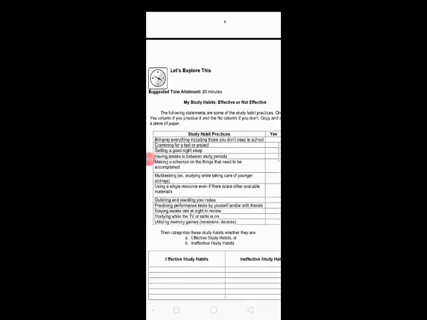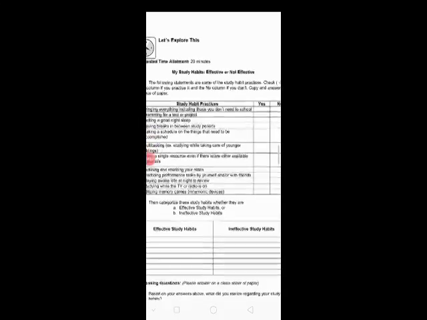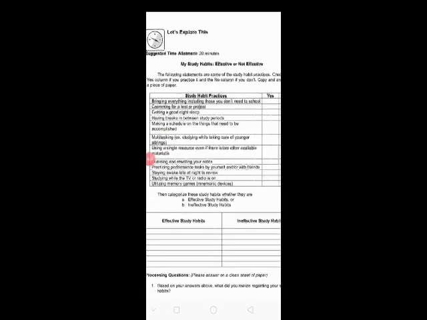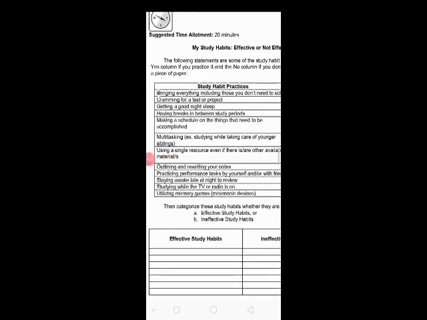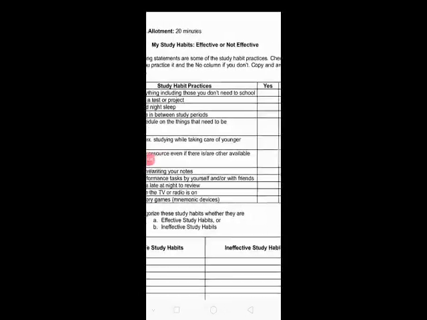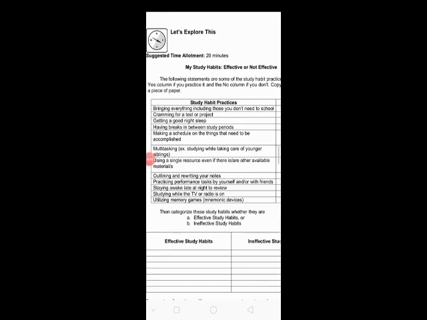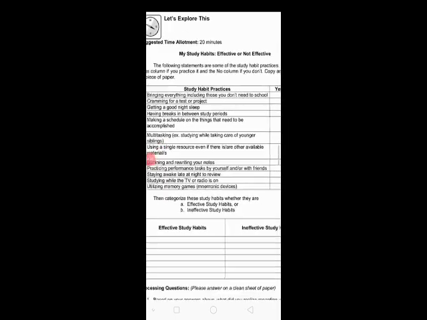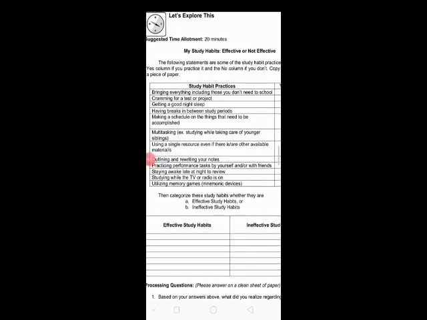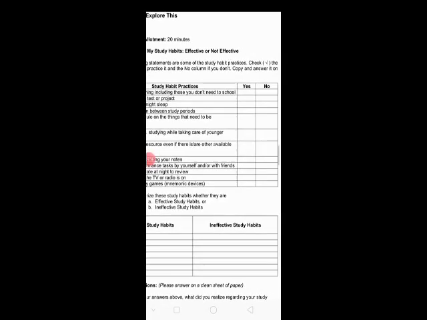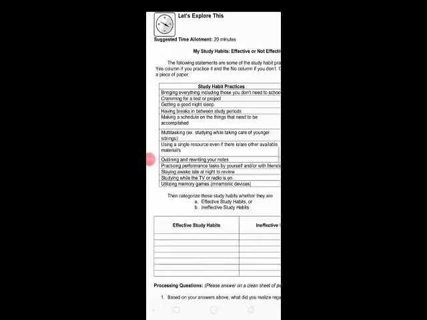Next, let's explore this: My Study Habits, Effective or Not Effective? We have statements here in the column, the study habit practices. You just need to check yes or no if the statement of study habit practices is applicable to you. For example, bringing everything, including those you don't need, to school. Is that applicable to you? Is that helpful? Is that effective? If it is yes, then check yes. If it is no, then check no.